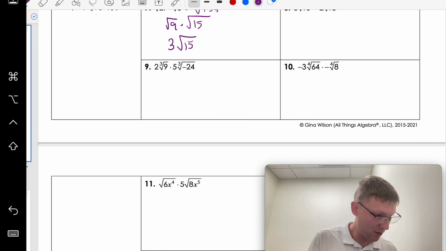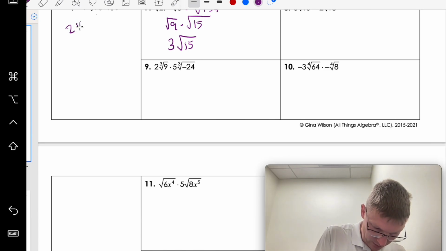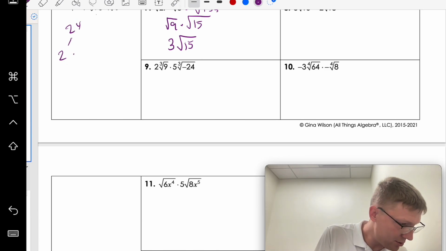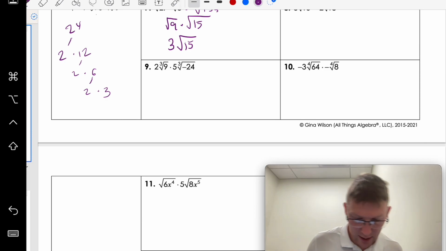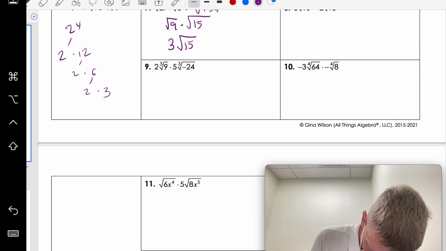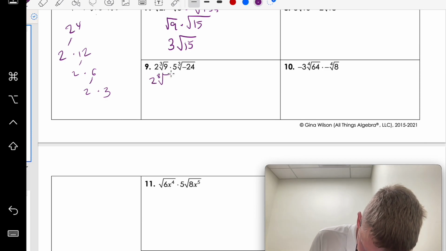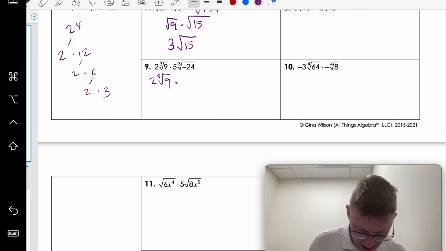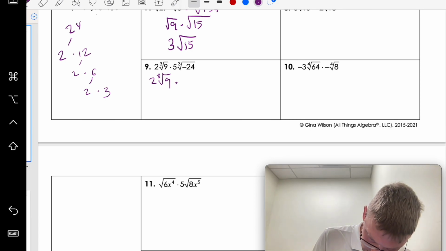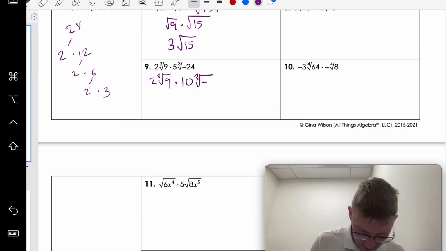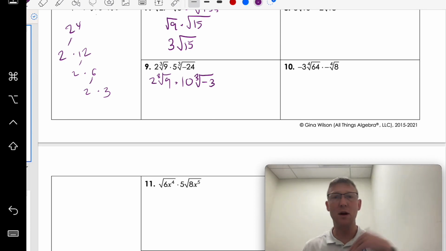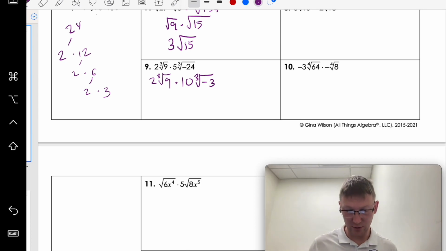But 24, I just did it in my calculator. 24, you got 2 times 12, 2 times 6, 2 times 3. You got 3 of those 2's. So I'm going to rewrite this as 2 cube root of 9 times, that 2 is going to come out, times 10 cube root of negative 3. So yes, there's a negative sign under the cube root. That is fine because it's a cube root, not a square root.